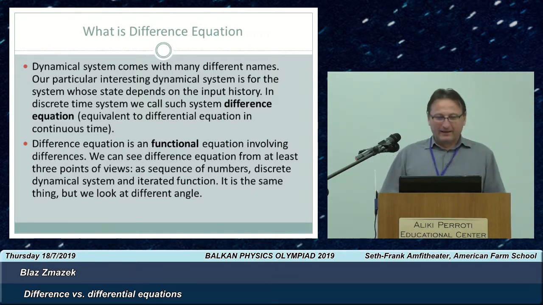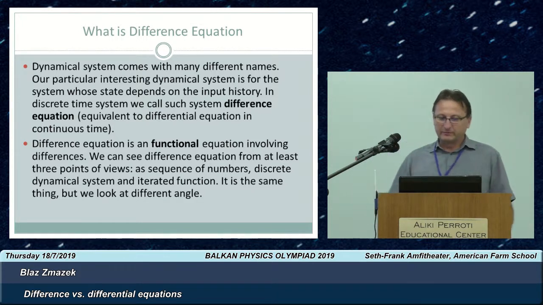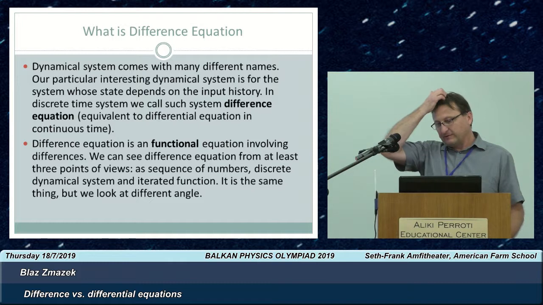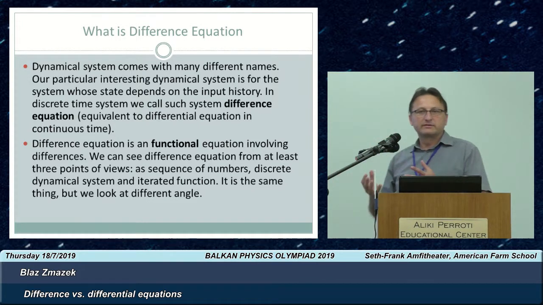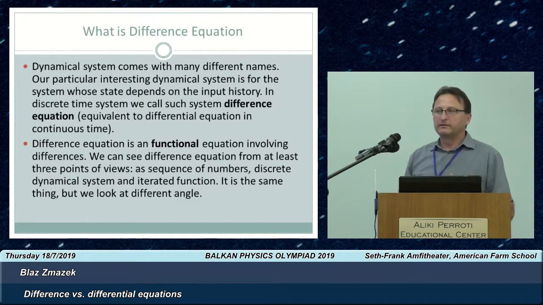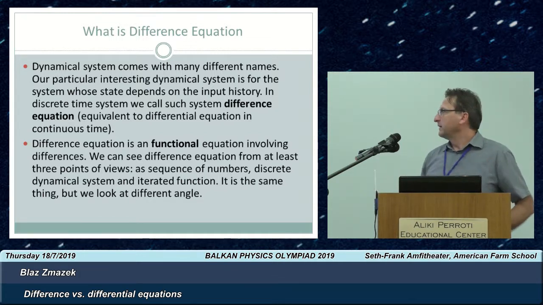So let's go to the difference equation. What is a difference equation? A difference equation is a functional equation, an equation where the needed result is a function. So the solution is the function which solves this equation.